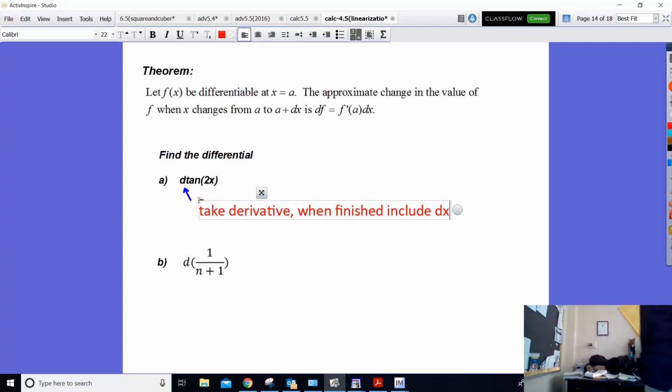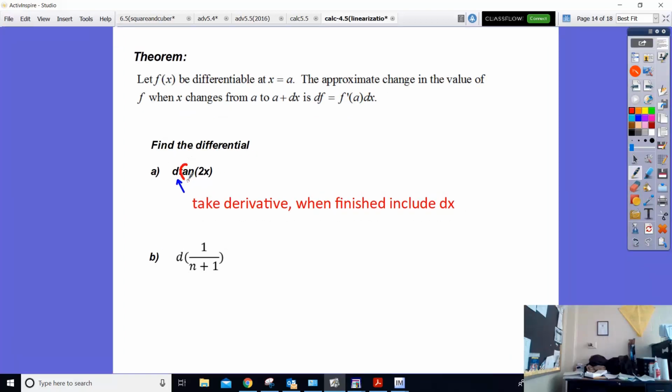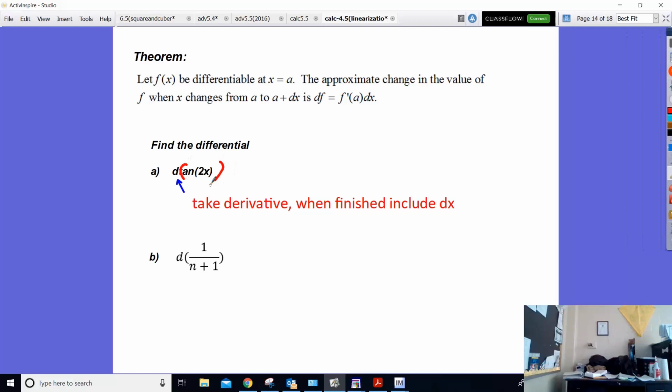So d tan 2x is not even new. It's actually saying take the derivative of tan 2x. I meant to go back and edit this thing and put a set of parentheses right there, but I didn't do it. I just forgot to do it. So, what is the derivative of the tangent of 2x? This is why you need a formula for this.